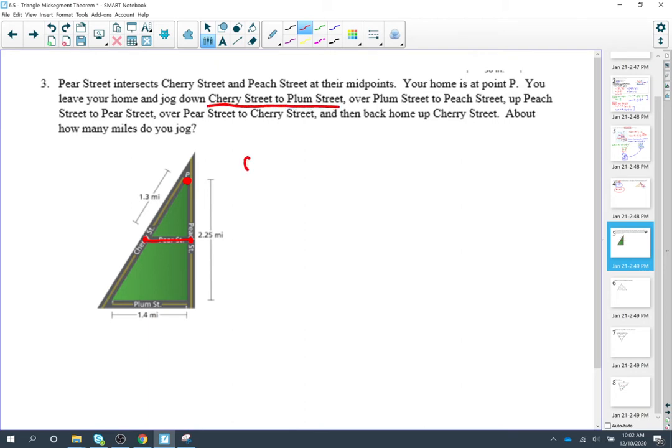So I'm going to go Cherry to Plum. If I go from here down Cherry Street to Plum, I went that whole distance. Well, if this is 1.3 and that's a mid-segment, then this is 1.3, so that's 2.6. Then over Plum to Peach. So Plum to Peach. Well, I'm here and I go over Plum to Peach, and they're telling me that's 1.4.